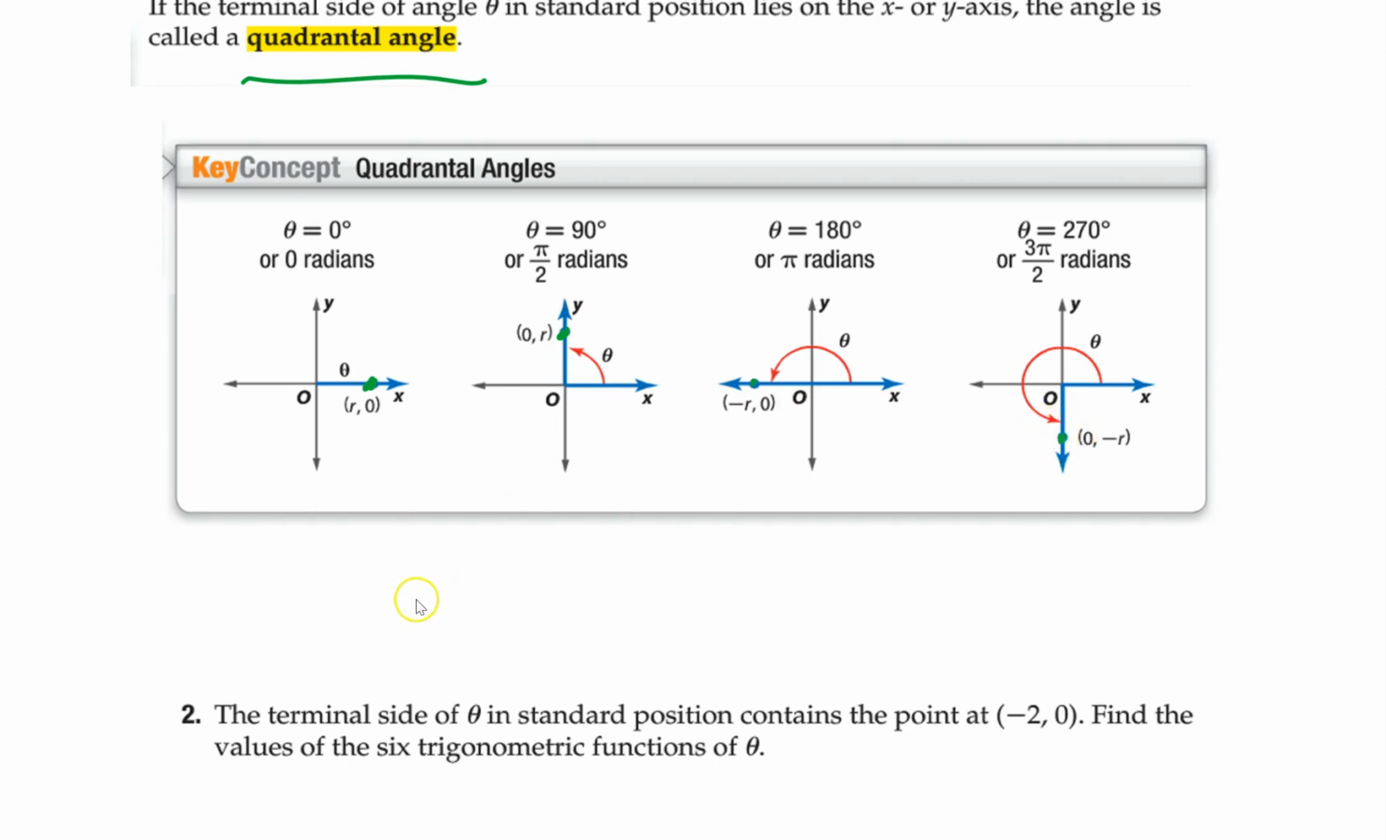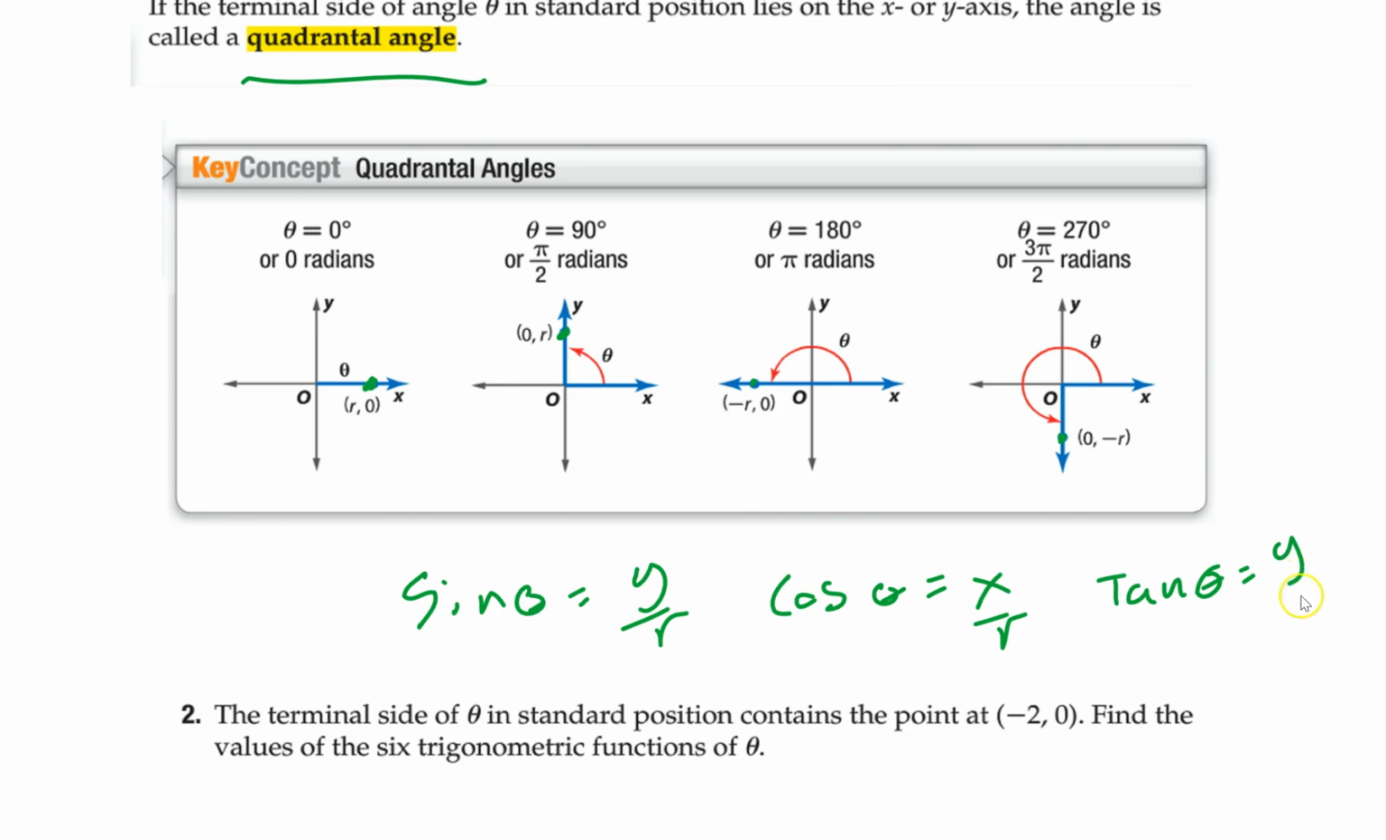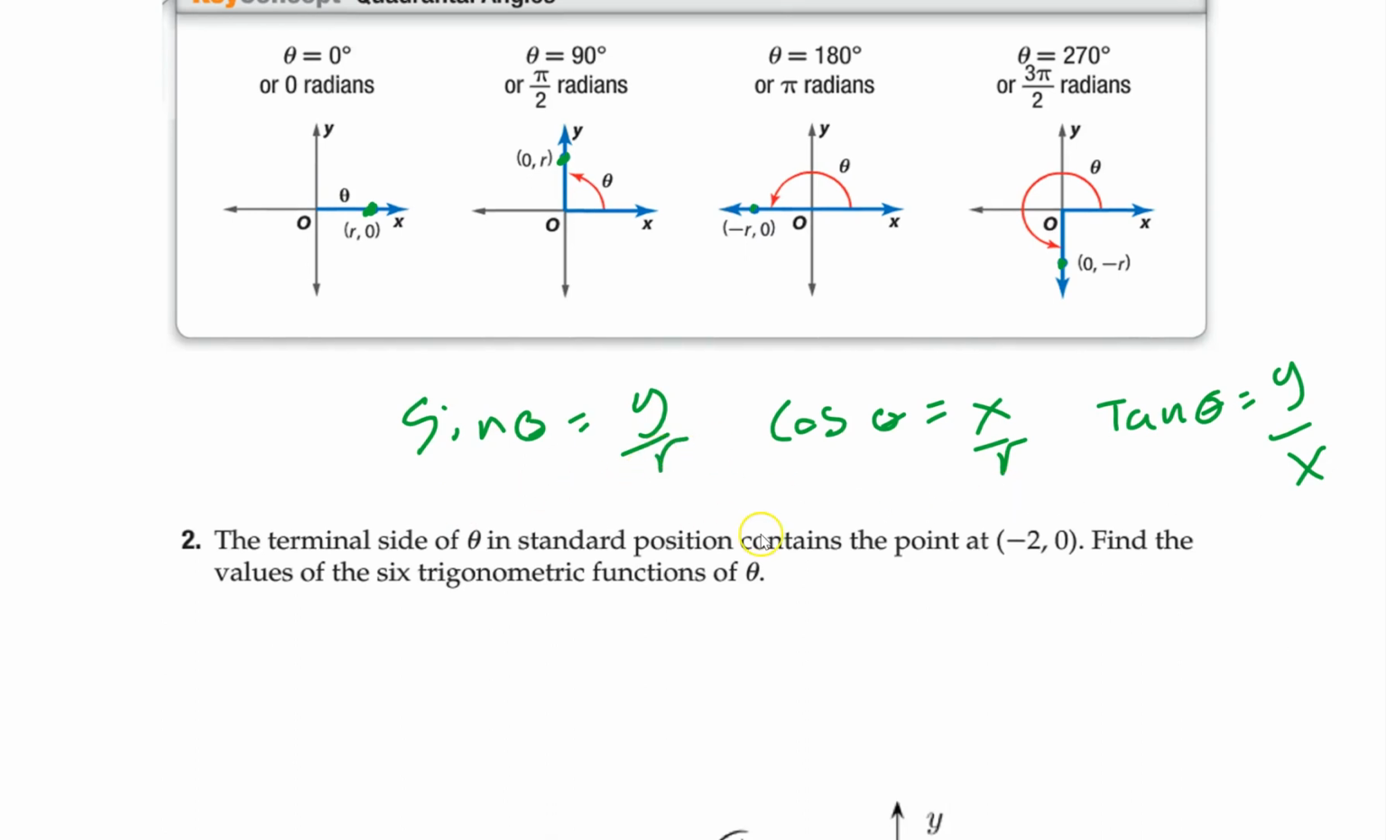So these are all done by doing sine is Y over R, cosine is X over R, and tan is Y over X, or sine over cosine. So again, that's the way we're going to do those. Unless it's a unit circle, then we could ignore the R's.